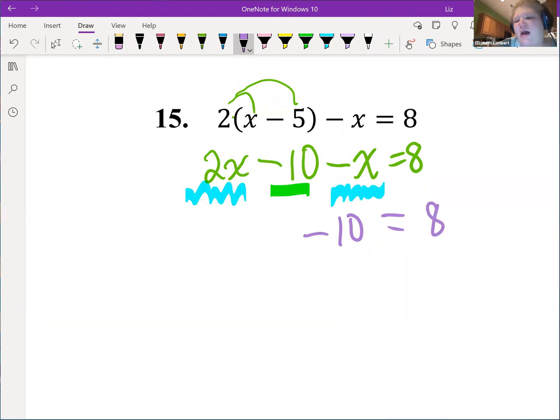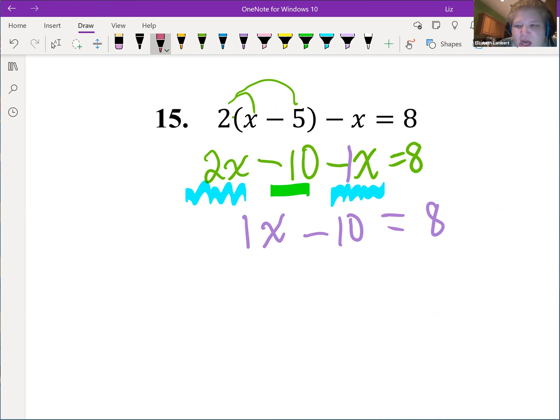But the 2x's minus x. 2x's minus x is not 2. This is 2x's minus, and if it helps, write the 1 back in. 2x's minus 1x leaves us with 1x. So I have 1x minus 10 is the same as 8.